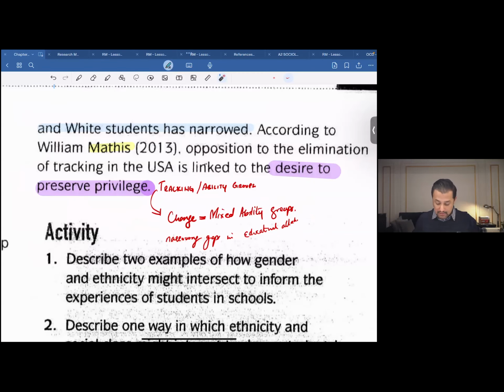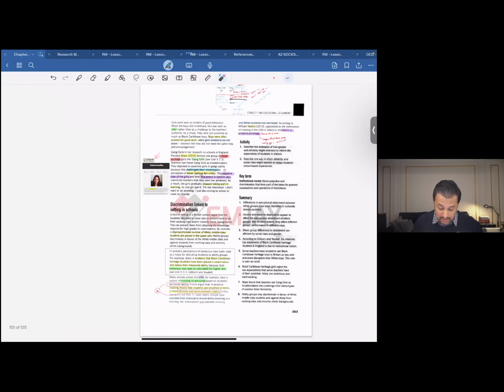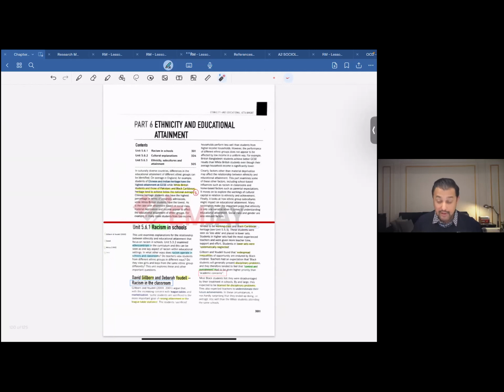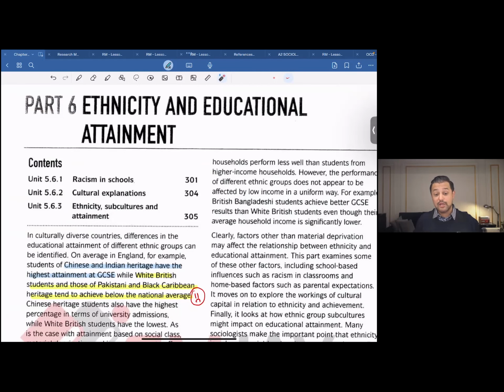So I think this might have helped you all. At least I hope and pray that it did. We were discussing all of this under the heading of ethnicity and educational attainment. Like I had initially mentioned right at the beginning, we'd be discussing this under three different headings, probably divided into two lessons. This is the first lesson where we discussed racism in schools. The second lesson would have cultural explanations and ethnicity, subcultures, and attainment both together.